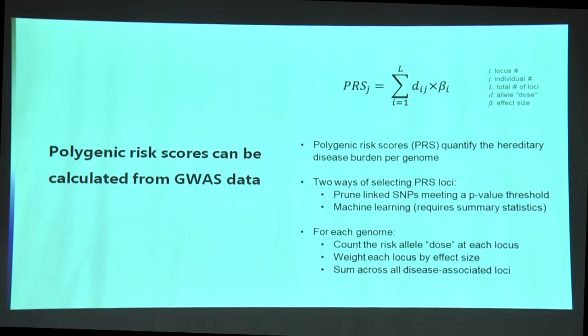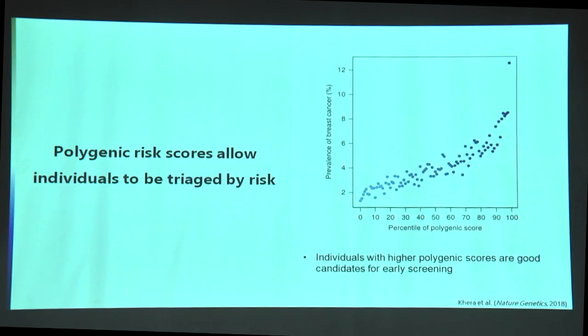The idea here is that you look through somebody's genome and you look at each locus. First of all, you count how many copies of the risk allele they have. Do they have 0, 1, or 2? Then you weight that locus by how big of an effect it has, and you just sum across the genome. And the idea is that some individuals are going to have a higher polygenic risk score, some are going to have a lower risk score. And what's really useful is you can use this to triage risk. Okay, so this is a recent paper that came out in Nature Genetics a couple of years ago now.